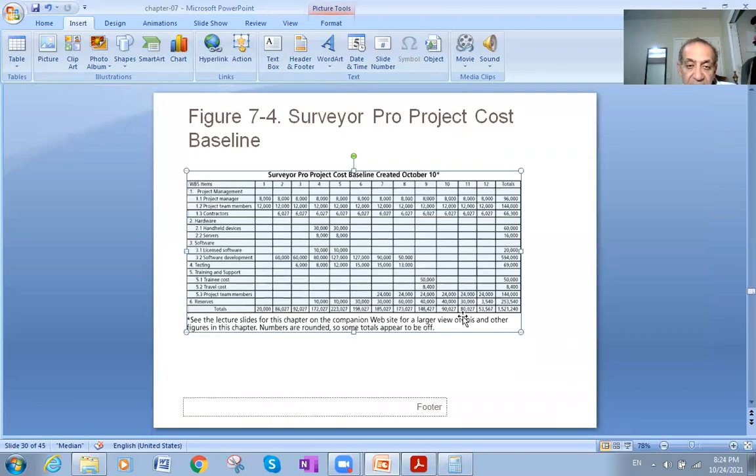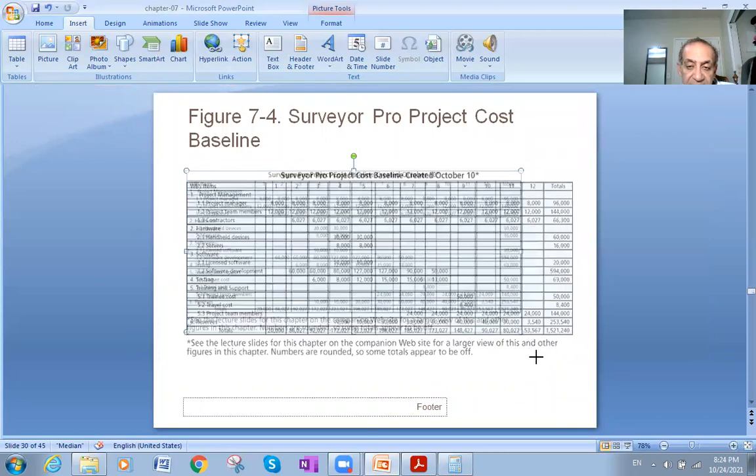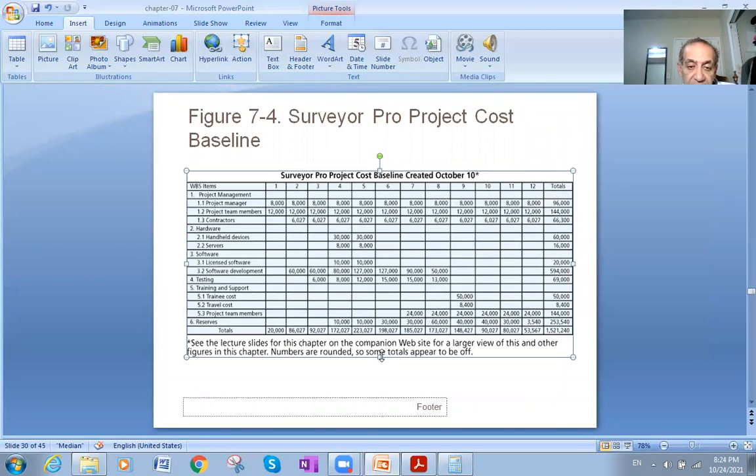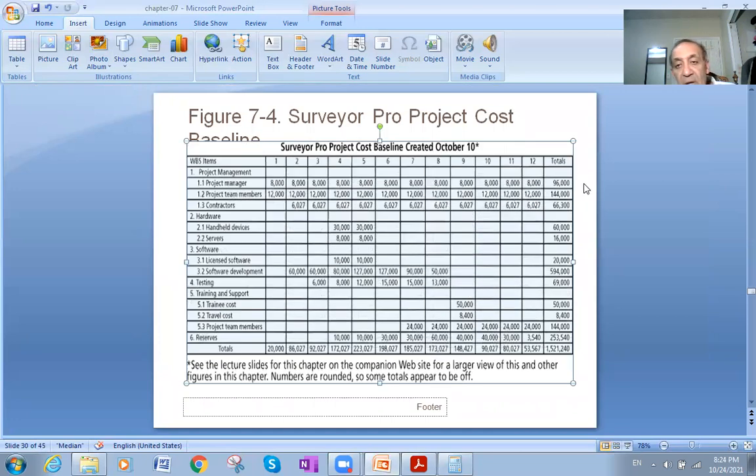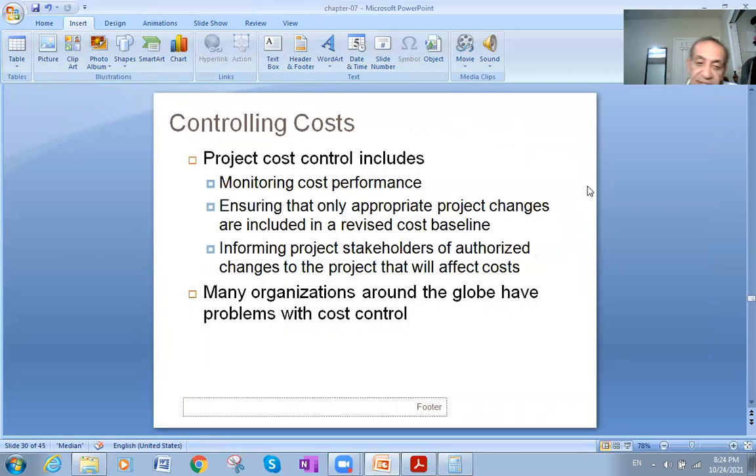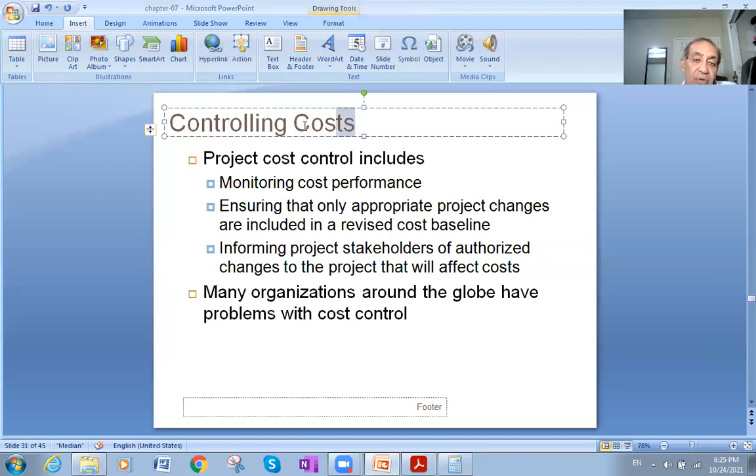So this was the topic of how we will do the cost estimations. Next comes what we call control cost or cost control, project cost control. So what is the project cost control? That's what we will know in the upcoming lecture. Thank you so much. Thank you.